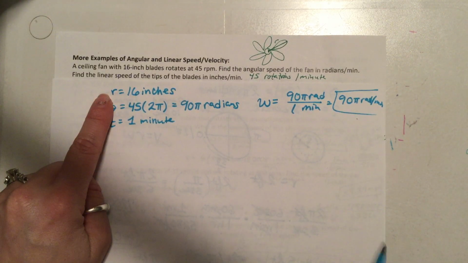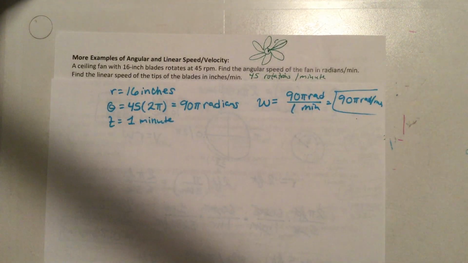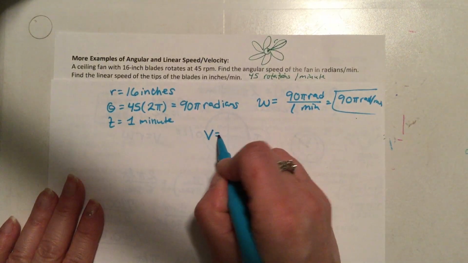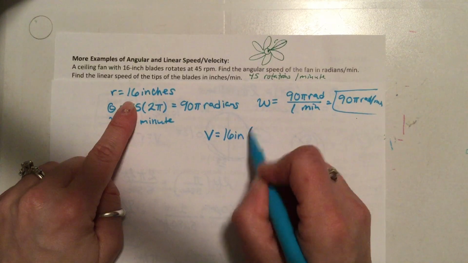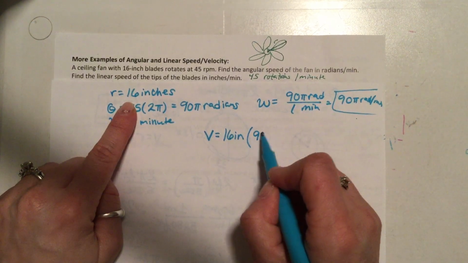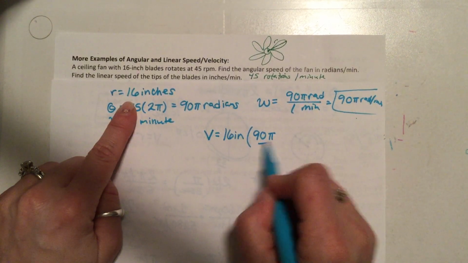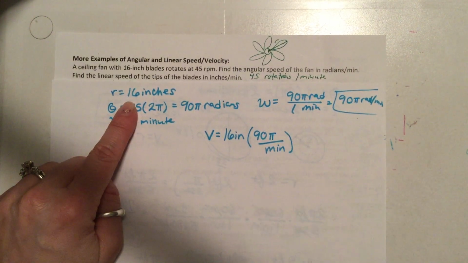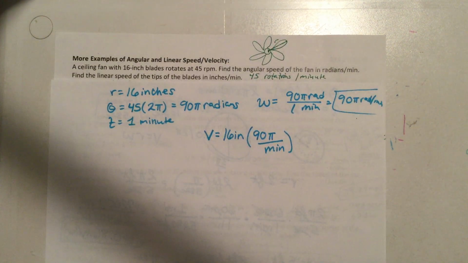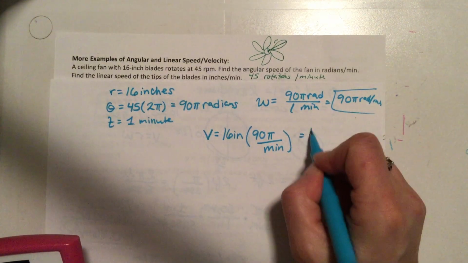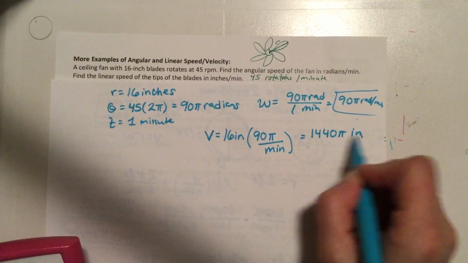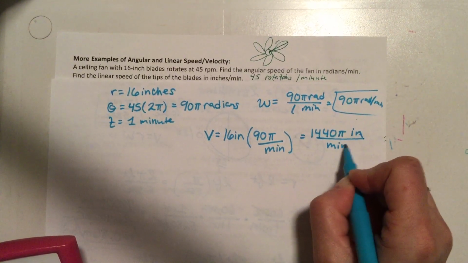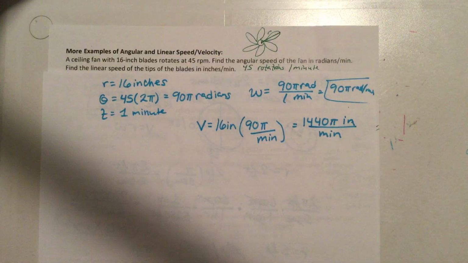Find the linear speed in inches per minute. So linear speed, you have to take the radius times omega. It's in inches, so it's 16 inches times 90 pi. Don't worry about the radians. The bottom label will hold though. It's minutes. So if I take 16 times 90, this is 1440 pi. The label on the top is inches over minutes. Now again, this is our linear speed.